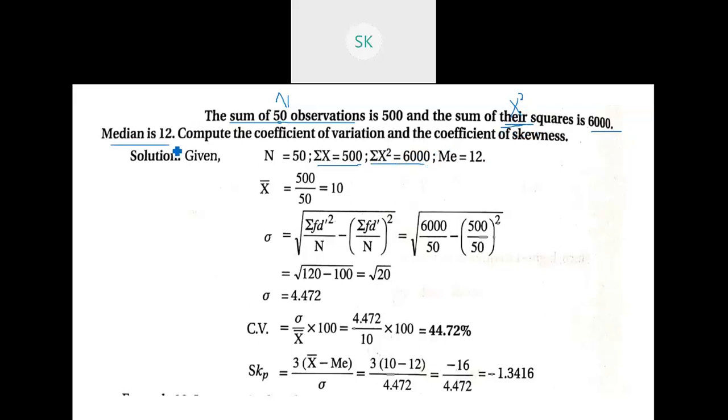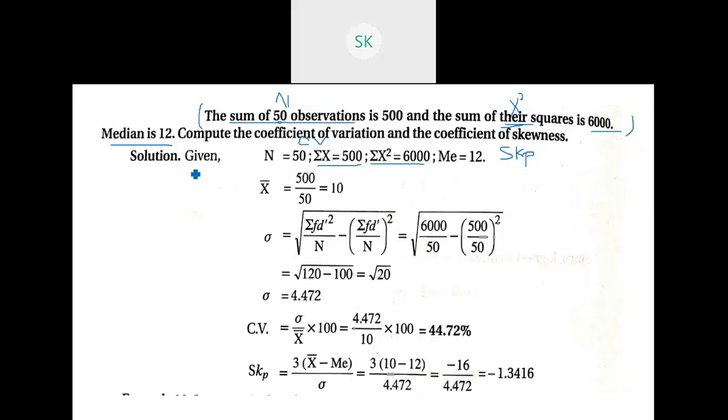Then the median is 12. Compute the coefficient of variation and the coefficient of skewness. So we are supposed to calculate both: CV, and SKP, that is Pearson's coefficient of skewness. Be careful in reading the question, because of the sum of observations and the sum of their squares, don't get confused. Read the question slowly and thoroughly and then analyze it.